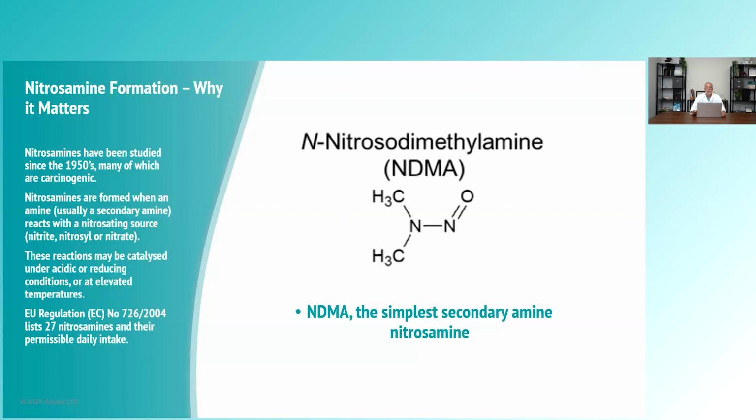So nitrosamines have been studied for many years due to both their prevalence and their carcinogenic potential. Nitrosamines are formed when an amine reacts with a nitrosating agent, and this reaction is catalyzed under acidic conditions or at elevated temperatures. But nitrosamines can also be formed under normal conditions, such as during storage, for example, making not only the detection of nitrosamines, but also the potential nitrosamine concentration that can be formed needs to be assessed.